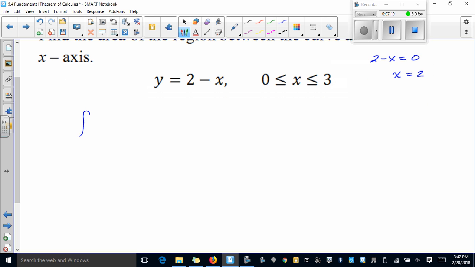So you have to do this setup. On the AP test, they will look for the integral, and that alone can be 1 point. So we get the antiderivative is going to be 2x minus x squared over 2, evaluated from 0 to 2, plus 2x minus x squared over 2, evaluated from 2 to 3.